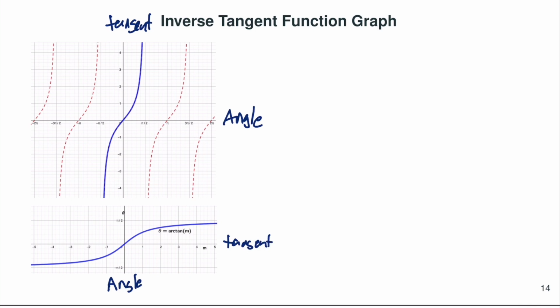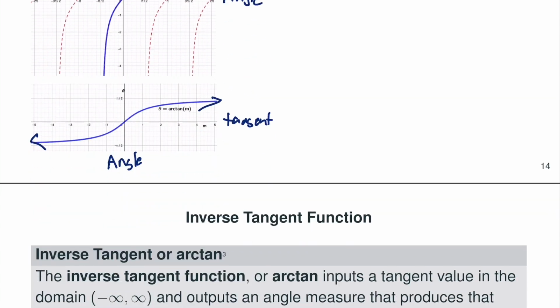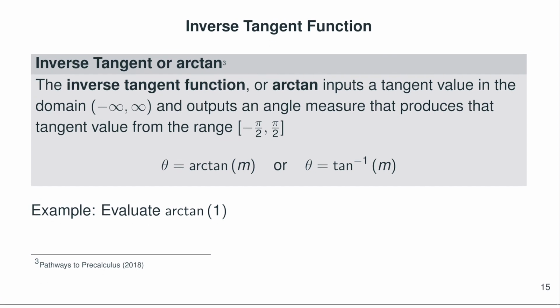So the inverse tangent function actually does go forever in terms of range. Or excuse me, in terms of domain. Okay, not range, domain. We want to remember a restricted range for the inverse tangent function. So here's the formal definition of the inverse tangent function. The inverse tangent function, or arctan, inputs a tangent value in the domain, which can be any value, but the output again is an angle measure from this range. So the inverse tangent function's range is the same as the inverse sine function.